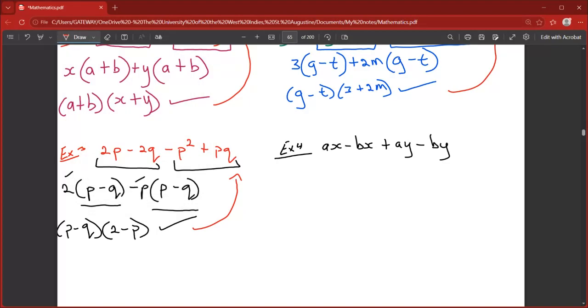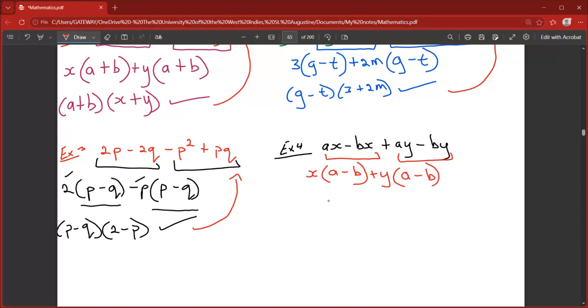You're going to group them in pairs. Between ax and bx, you're taking out x, open bracket. ax divided by x is just a, for a minus sign, bx divided by x is just b, close the bracket. Between ay and by, you're taking out positive y, because you have a plus sign in front of ay, open bracket. ay divided by y is just a, and by divided by y is b.